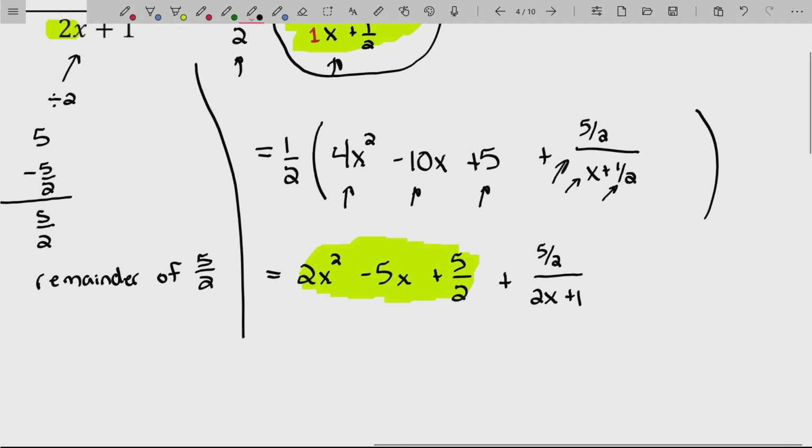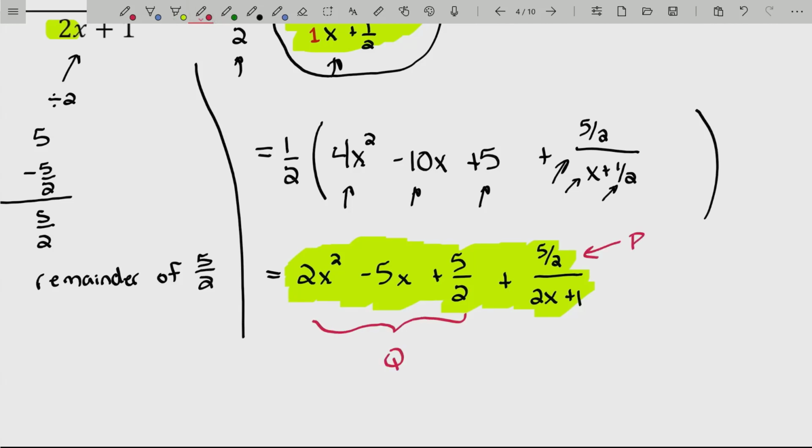So there you go. The final answer is this piece right here. Oops, that is not what I wanted to do. Your final answer is this big old highlighted piece right here. Quotient, remainder, divisor.